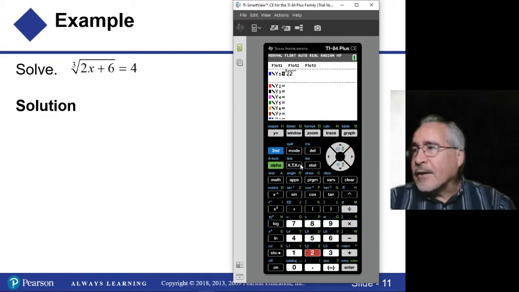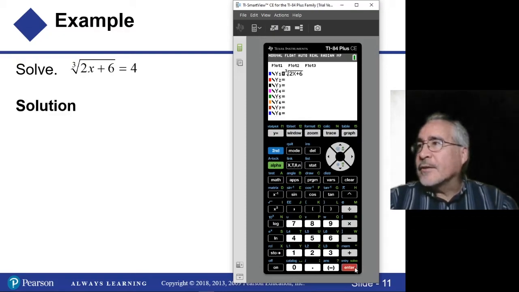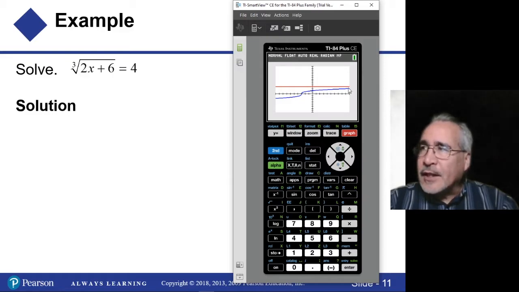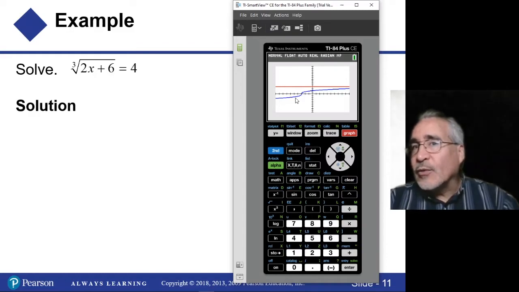And then 2x plus 6. Again, as long as we can enter it, we can graph it. So it's learning all the different little tricks to get these graphed. And then the second side, remember, this is just y equals 4. I'm going to just hit graph, and let's hope we can see it. There's that. Now this is where the problem is. I don't see an intersection here. They don't touch. So there's no solution in this window.